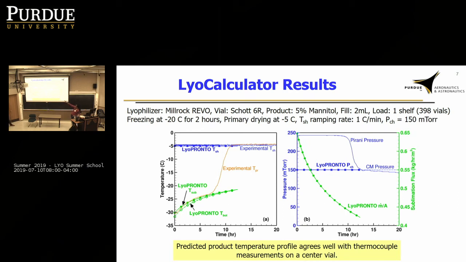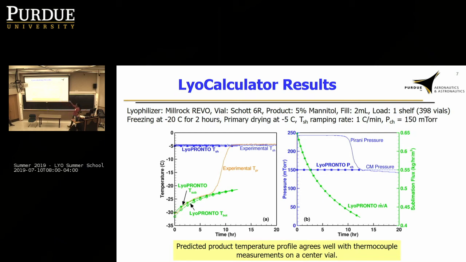The chamber pressure is set here at 150 millitorr, and you always have this Pirani and capacitance manometer pressure. The end point of primary drying, in general practice, is the point of convergence of the Pirani and capacitance manometer. So that's what we use here. But that's not specified as an input, that is an output from the simulations. Experimentally, we also have thermocouples sitting in a number of center vials, and we average those values, and that's the orange curve that you see in the plot on the left. That's the experimental product temperature that we measured.